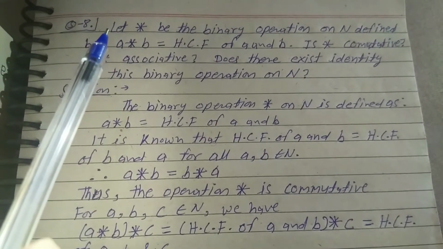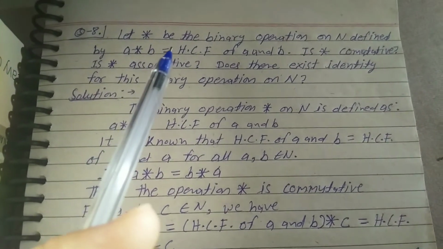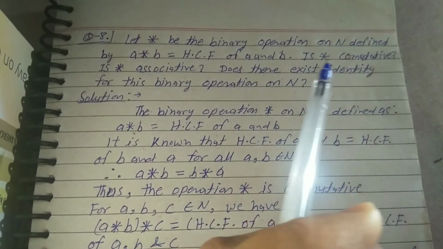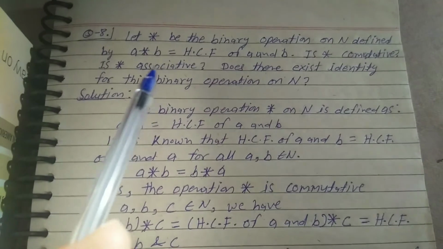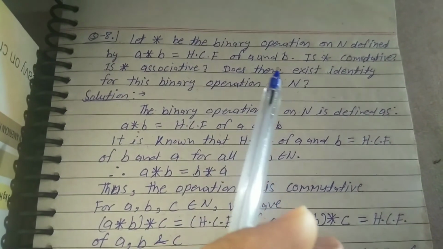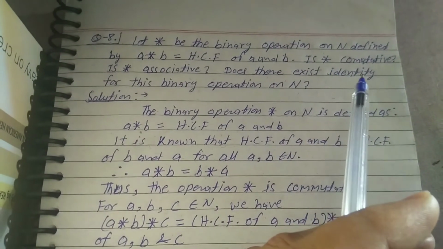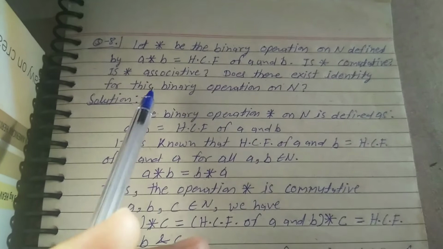Explain question number 8, exercise 1.4, class 12th. Let * be the binary operation on N defined as a * b = HCF of a and b. Is * commutative? Is * associative?